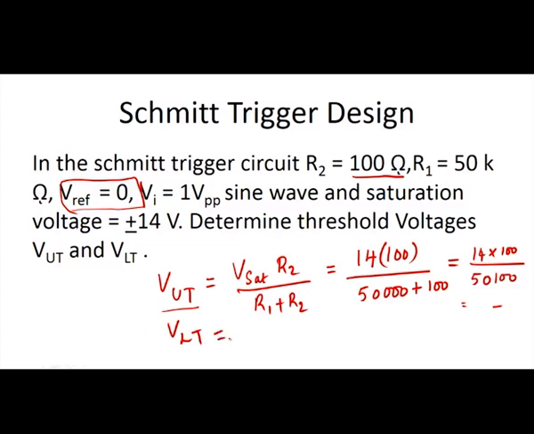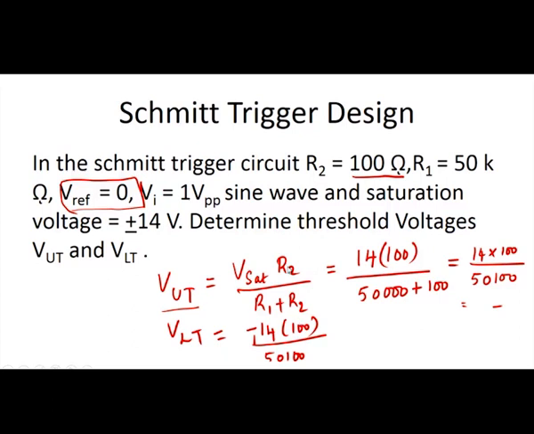Now, for VLT, it is just the reverse of the saturation voltage, that is minus 14 into 100 divided by the same 50,100. So, these are the threshold voltages. You can calculate it later. If the reference voltage is 0, then the threshold voltage is simply written as plus or minus V saturation R2 by R1 plus R2.